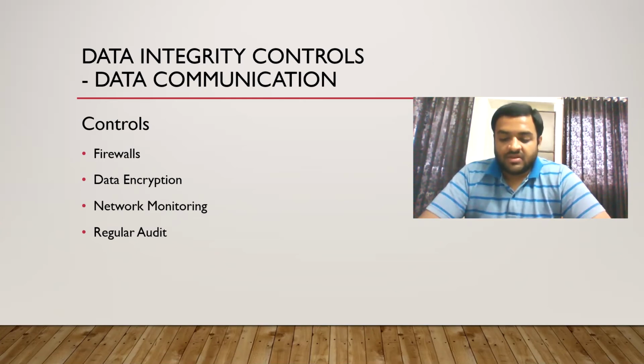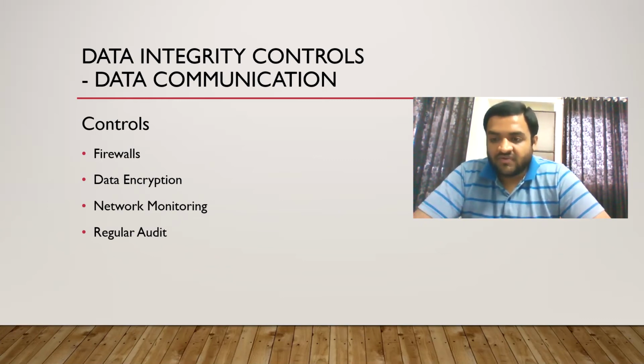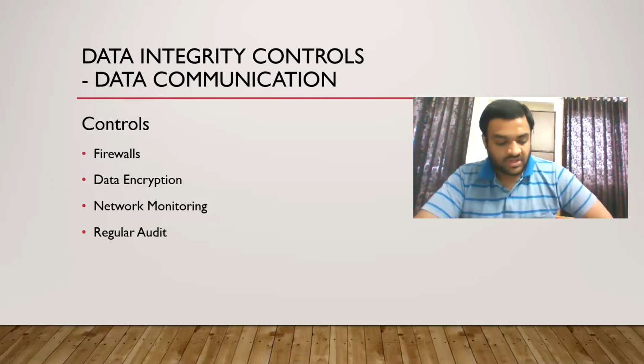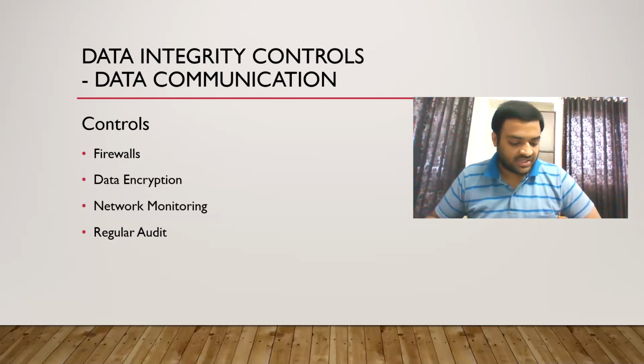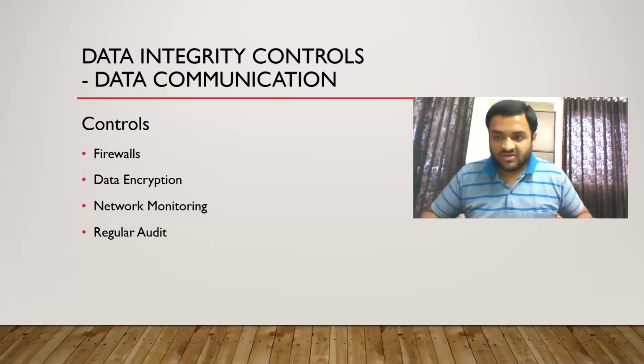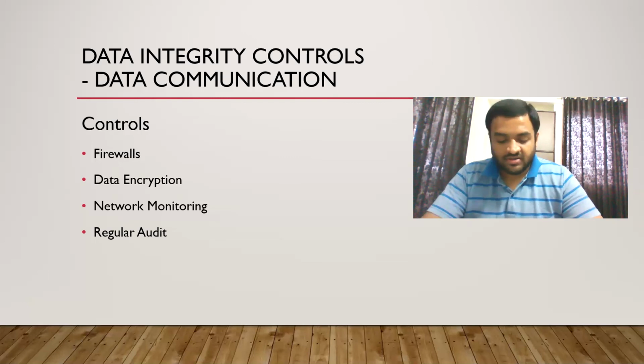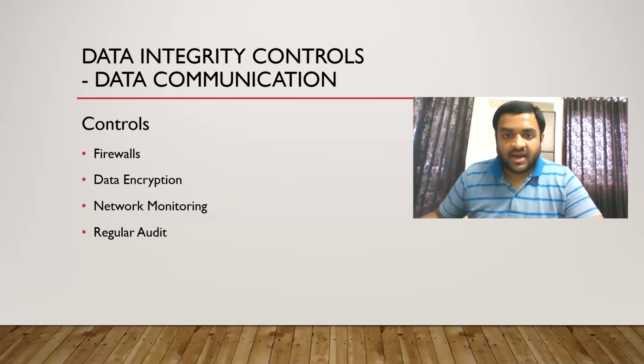Now tell me, if you are installing an antivirus software in your computer, what kind of control are you using? Is it a logical access control or a physical access control? Logical access control. So in case of data integrity, it is also a data communication control. Okay, you can have antivirus for all these controls again. Because they are not given, you are not supposed to write that, but you can write. It is also a part of data integrity controls.